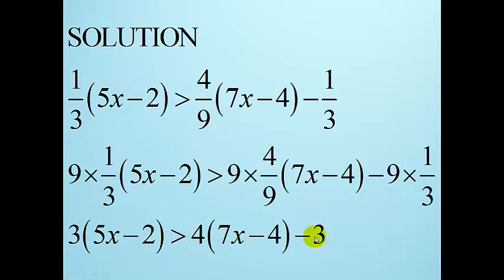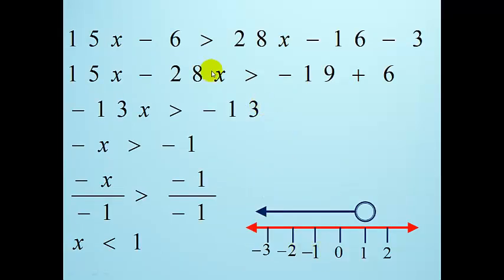Now we have to expand. So 3 times 5x will give us 15x. 3 times minus 2 will give us minus 6. This is greater than 4 times 7x will give us 28x. 4 times minus 4 will give us minus 16, minus 3. Now let's proceed. After expanding, we have 15x - 6 is greater than 28x - 16 - 3.